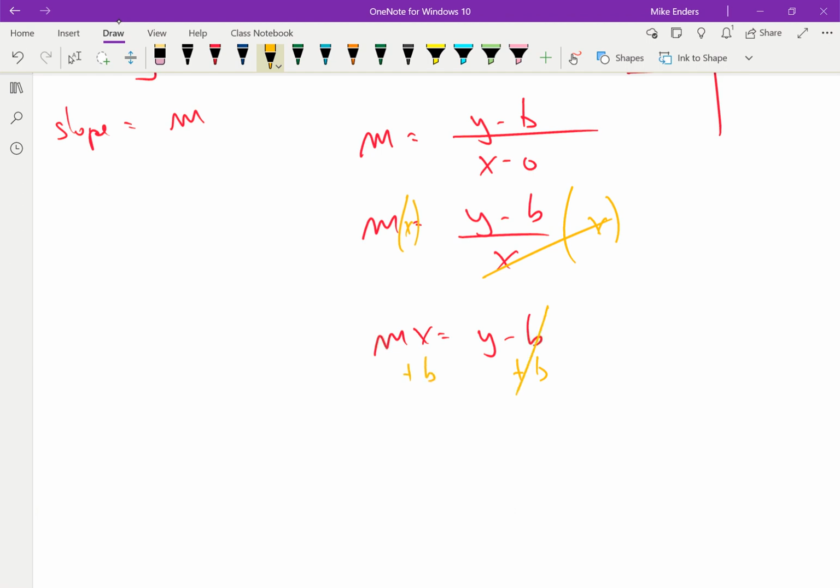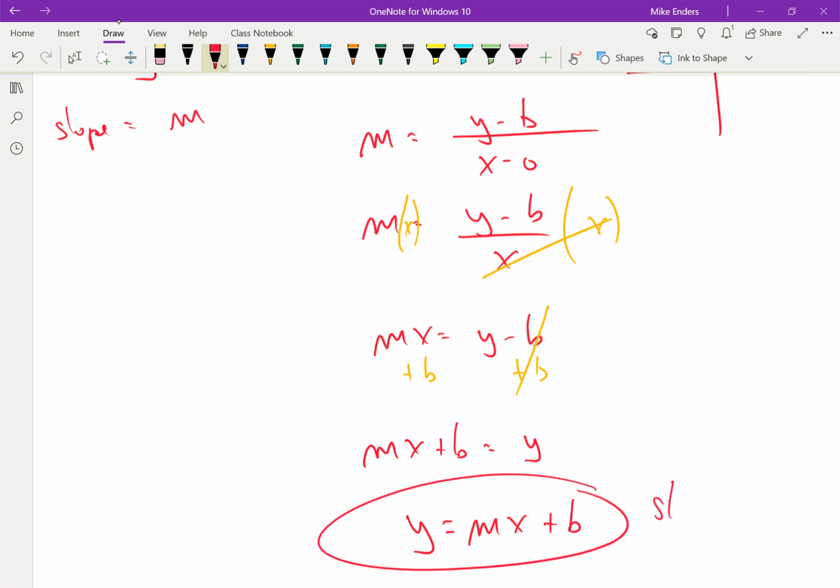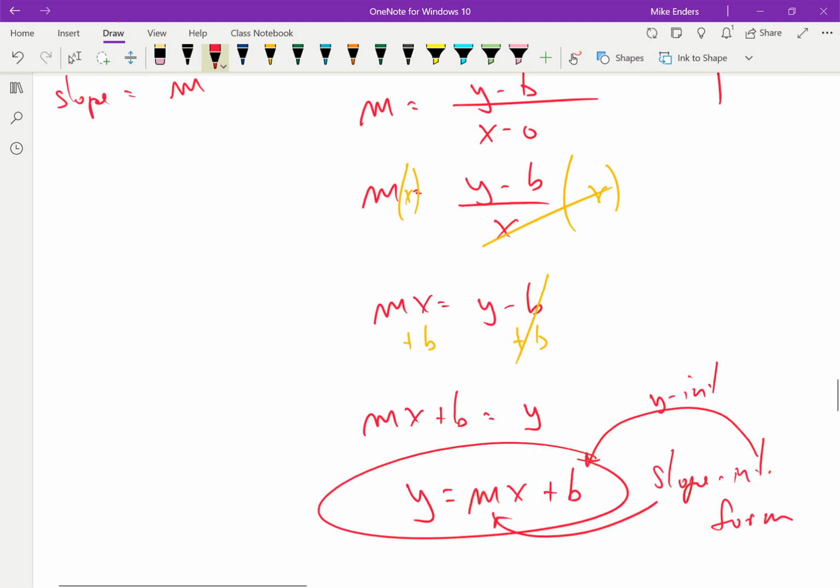So if I add b, the minus b plus b go to 0. So I end up on the left side with mx plus b. The right side is y. Typically, we rewrite this and flip-flop the sides. So y would be equal to mx plus b, and that is our slope-intercept form. Because what do we have? We have our slope, which is our m, and the intercept we have specifically then is the y-intercept. So when we have those scenarios, then we end up with slope-intercept form.